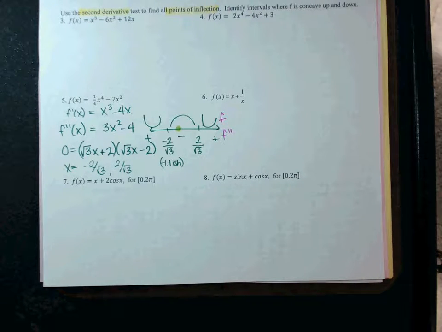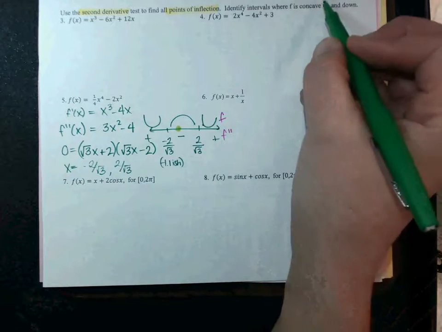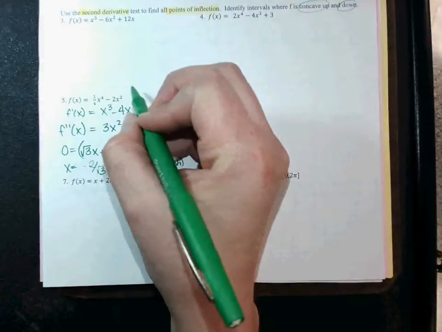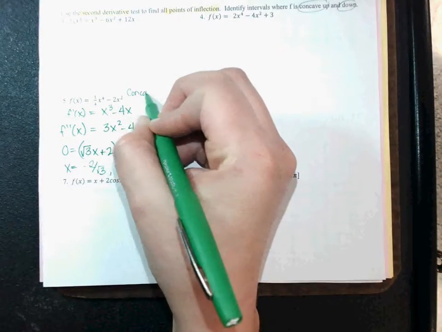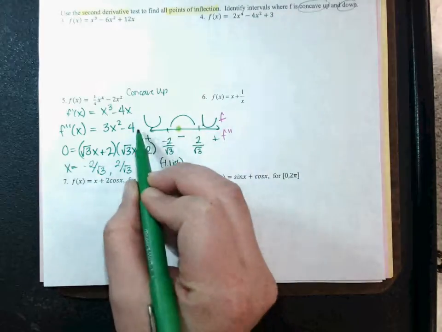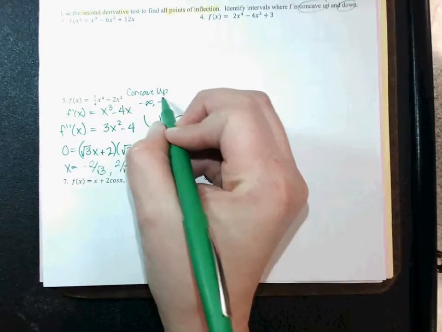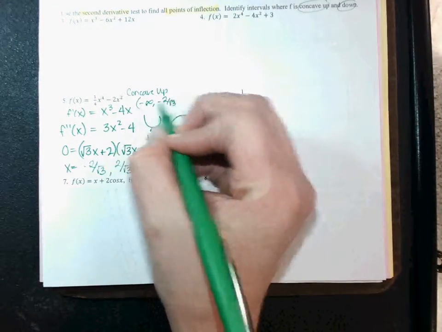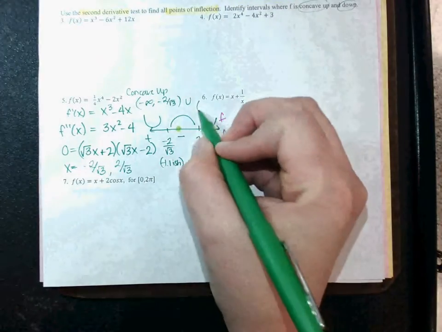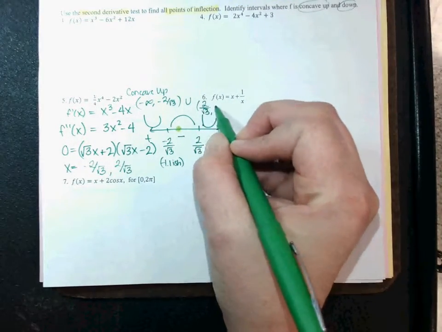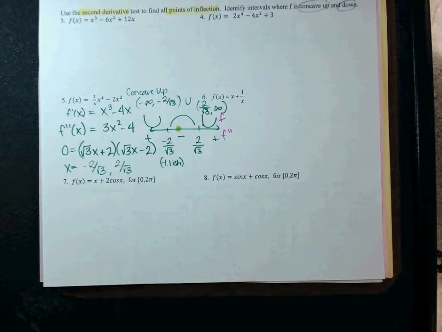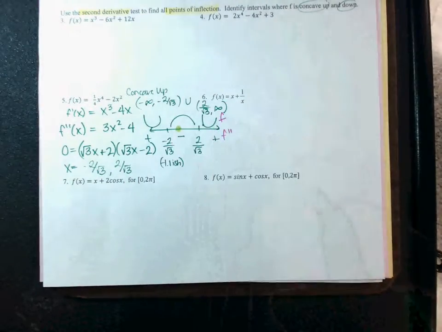Then if you read the last part of the question, it says identify where it's concave up and concave down. You would say it's concave up from negative infinity to negative 2 over root 3, union, from 2 over root 3 to infinity. Sure, you could also do that. If you want to just label this as concave up, that's fine too.